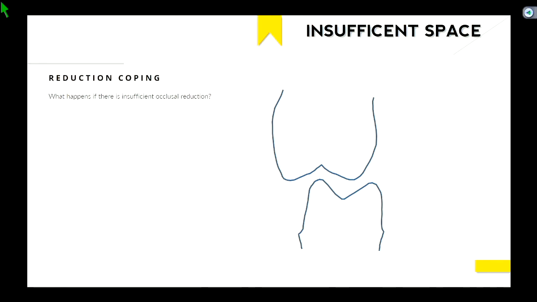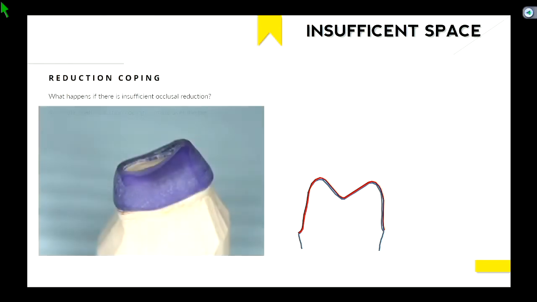So what are our options? So what we can do is make this reduction coping. So this outline we have in red is, think of it as a thin layer of acrylic that you've put over the tooth. So think of it like a coping, but instead of metal, it's acrylic. So it'll look something like this. For now, ignore the hole right there. So just a little plastic cap that fits onto your tooth, right?